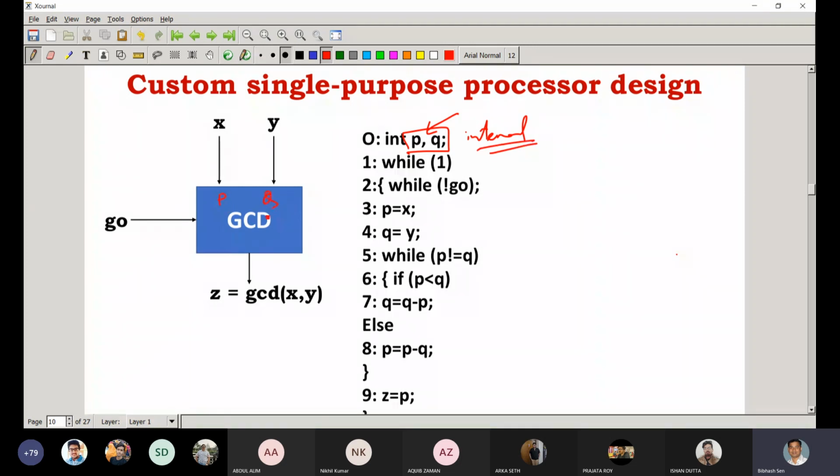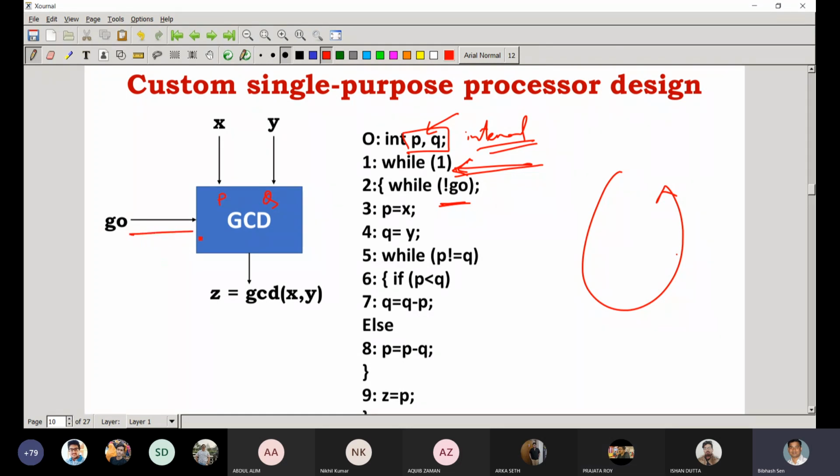Here I have mentioned p and q; actually these are internal registers or ports. So p and q may be here. This is for your understanding, to show where p and q actually are. Now, while one: what does while one mean? It is an infinite loop. Until I stop it, it will continue. Infinite loop.